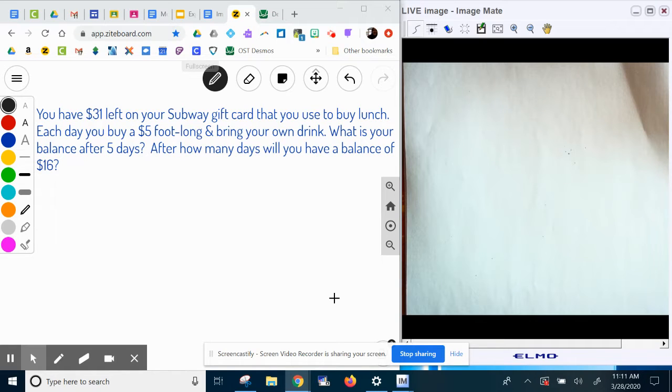So this problem says you have $31 left on your Subway gift card that you use to buy lunch. Each day you buy a $5 footlong and bring your own drink. What is your balance after 5 days? And how many days will you have a balance? After how many days will you have a balance of $16?